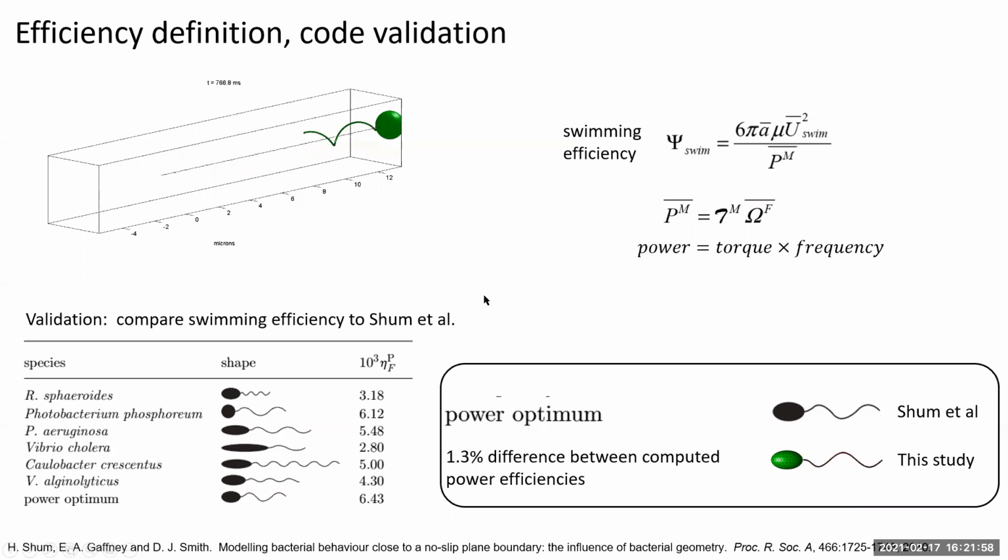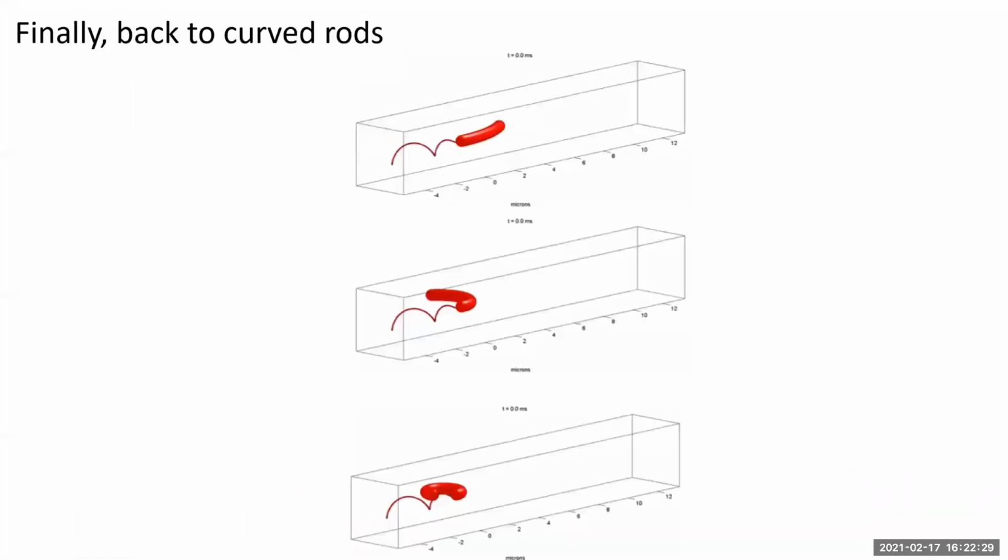So to validate the code, I compared to that paper by Schuech et al. I picked what they call their power optimum. This bottom one was the most efficient swimmer they found within their parameter space. If I model that same shape, that same body and tail, I got their same power efficiency to within about 1%. And this was a completely independent code, so I trusted that as validation.